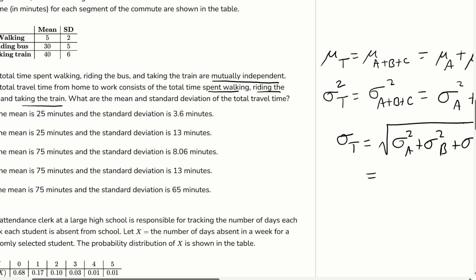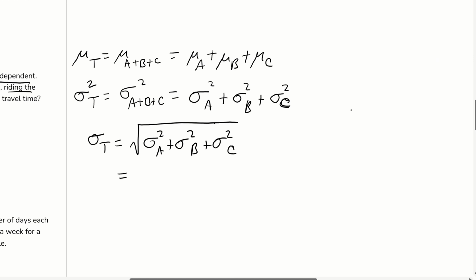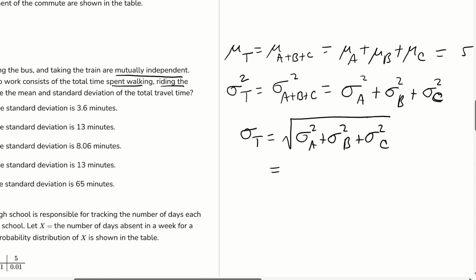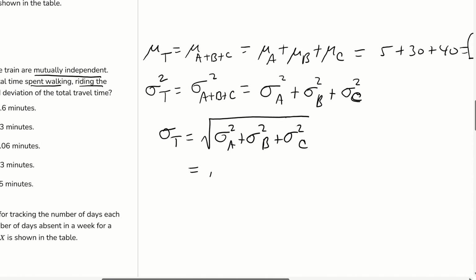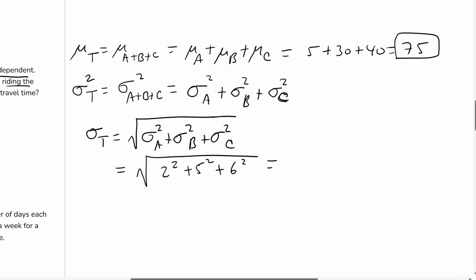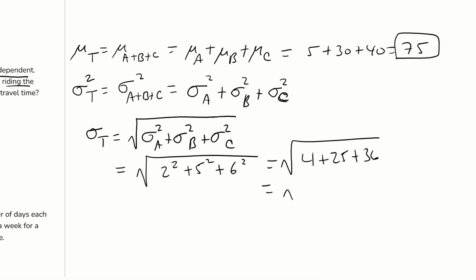So mu A, they said that the mean was 5. So 5, 30, and 40. So 5 plus 30 plus 40, that's 75. And the standard deviations are 2, 5, and 6. So square root of 2 squared plus 5 squared plus 6 squared. All right, and that's how we do that. So square root of 4 plus 25 plus 36. So we got 29 plus 36. So that's 65.